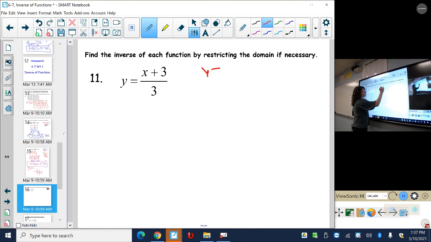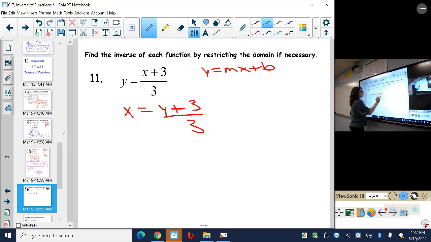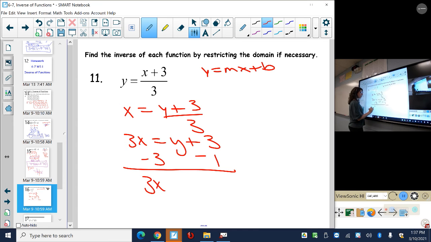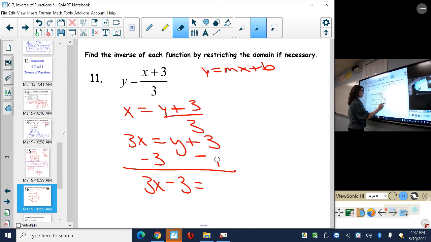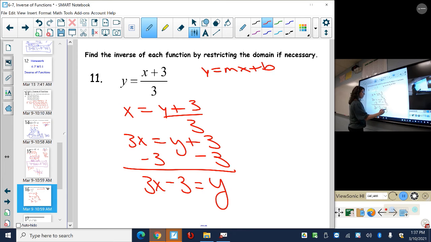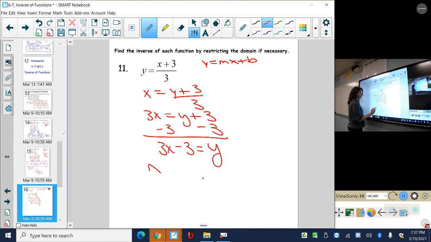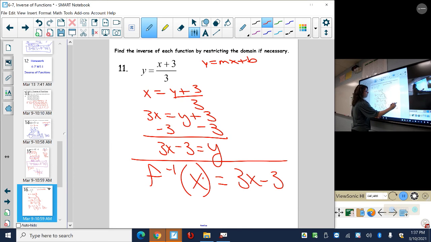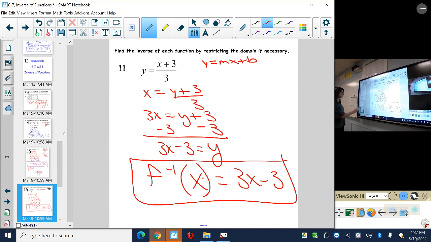This is mx plus b. I do not have to restrict the domain on this, so I'm going to simply swap x and y and solve for y. Multiply by 3, subtract the 3, 3x minus 3 is equal, nope, I just subtracted the wrong thing, sorry. Over there. Subtract the 3 to give me a y, so my inverse is going to be 3x minus 3. Okay?